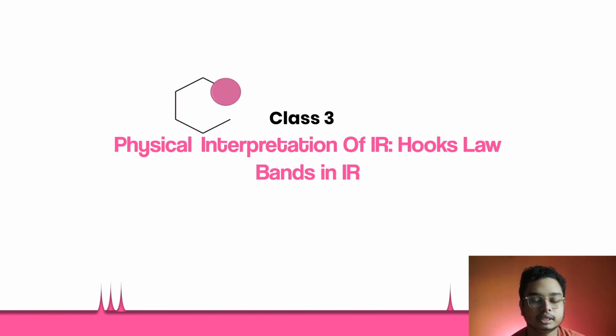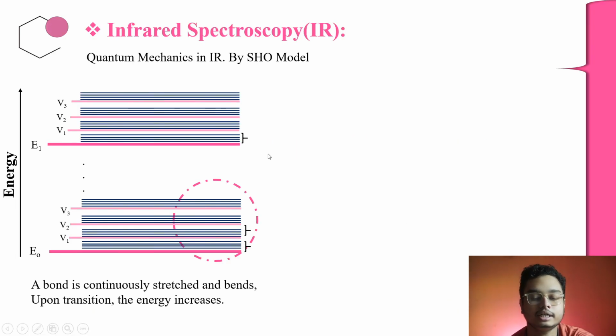Now in this lecture, we go a little bit deeper into the quantum mechanics first, and then we return to our IR part. So first let us understand the quantum mechanics behind the IR. As I already discussed in class 1, in our system there are different energy states, and between two energy states there are n number of vibrational energy states, and between two vibrational energy states there are n number of rotational bands.